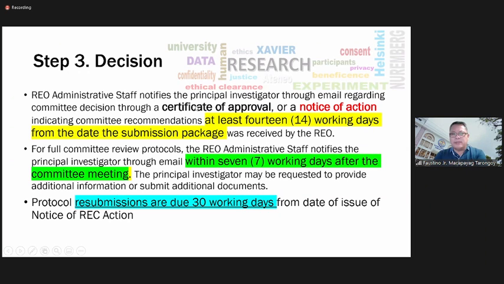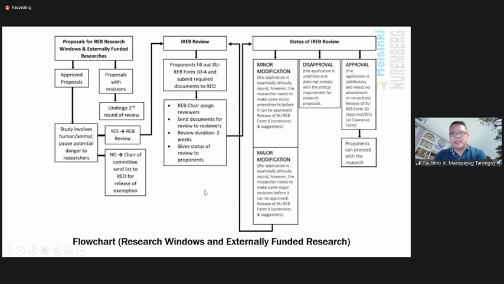This is the timeline: 14 working days for the reviewer to review, and then 7 days after the committee meeting. You have 30 days to work on the revisions before your next resubmission. The same process actually goes for faculty research, whether it's internally or externally funded. If it is externally funded, then there has to be an approval already.